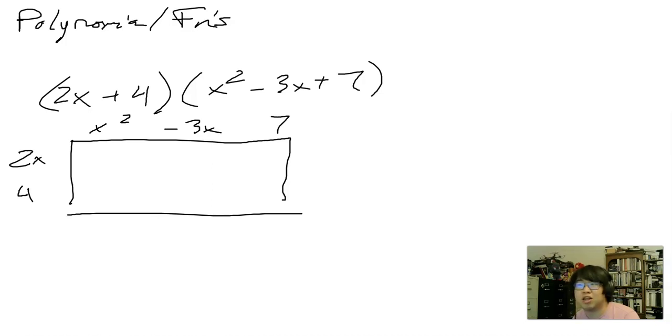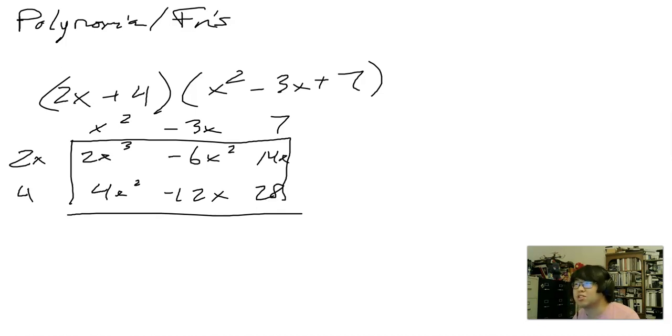And so I'm just going to multiply them across in the cross sections. So x squared times 2x, that's 2x cubed. X squared times 4, 4x squared, okay, so on and so forth. So this will be minus 6x squared, 12x minus, and then we have 14x and 28.